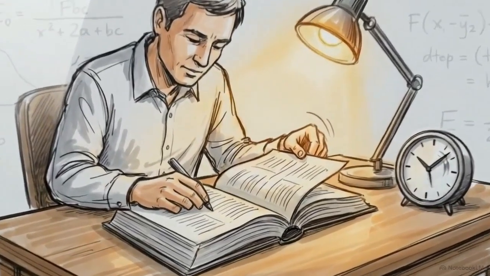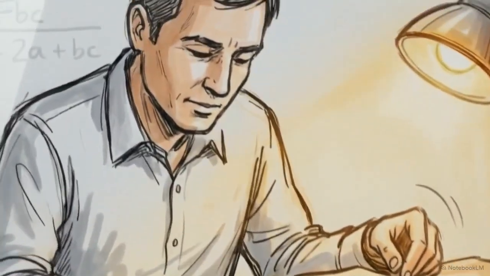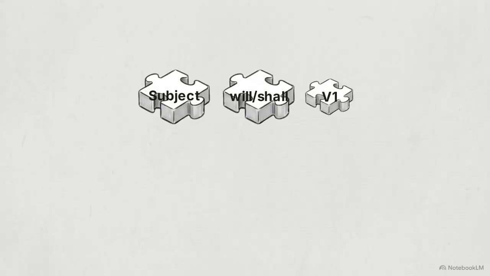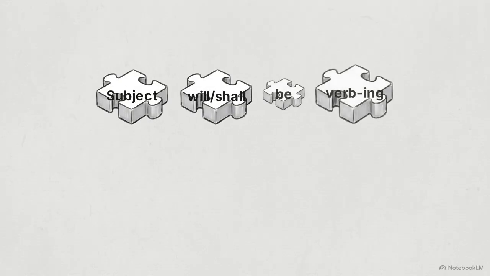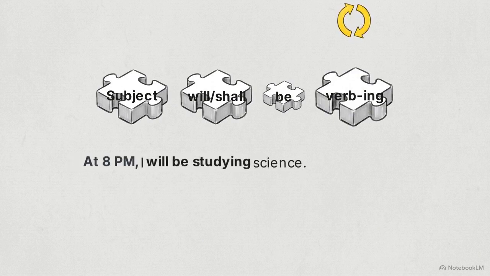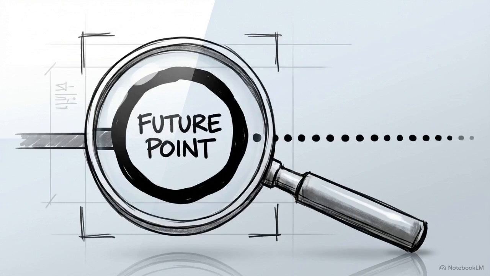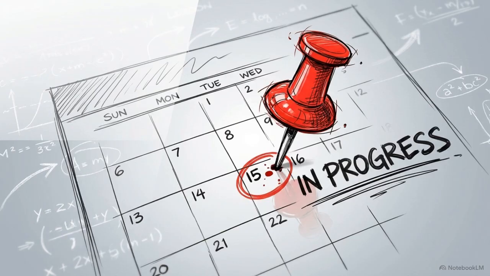The future continuous tense is used when an action will be in progress at a specific moment in the future. The formula shifts here. We add be after will and use the ing form of the verb to indicate that the action is ongoing. Look at the time markers in these examples: at 8 p.m. or tomorrow morning. These markers pinpoint exactly when the ongoing action, like will be studying or will be traveling, is taking place. The difference here is the focus on the state of the action. It isn't just happening in the future, it is actively occurring at a precise point in time.